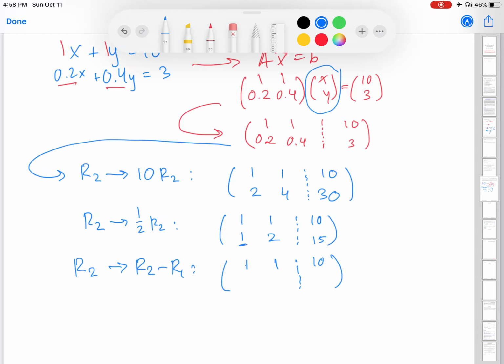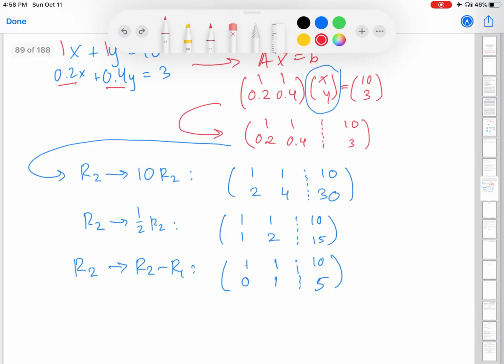And then I'm going to subtract: 1 minus 1, I get 0. There it is. And then 2 minus 1, that's 1. And then 15 minus 10, that's 5. So you can see how I succeeded in making the first column of this augmented matrix into the column that I want, 1, 0. Great.